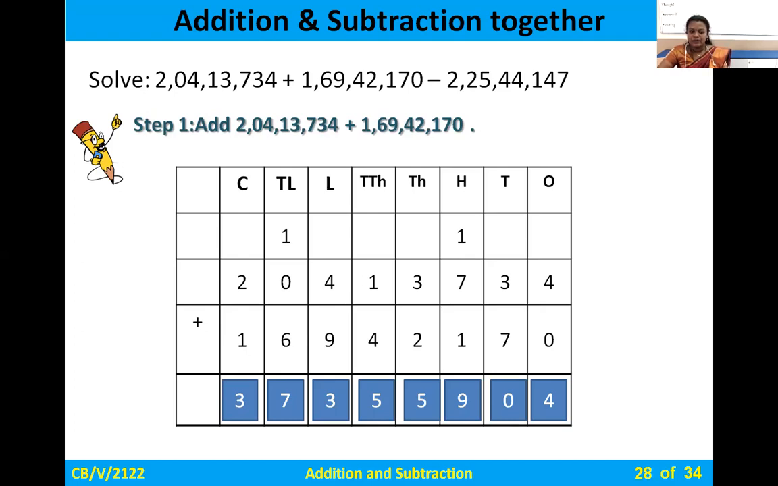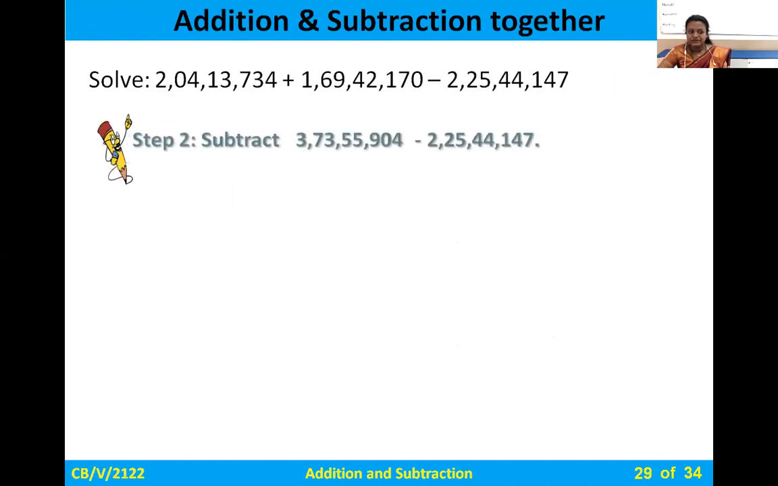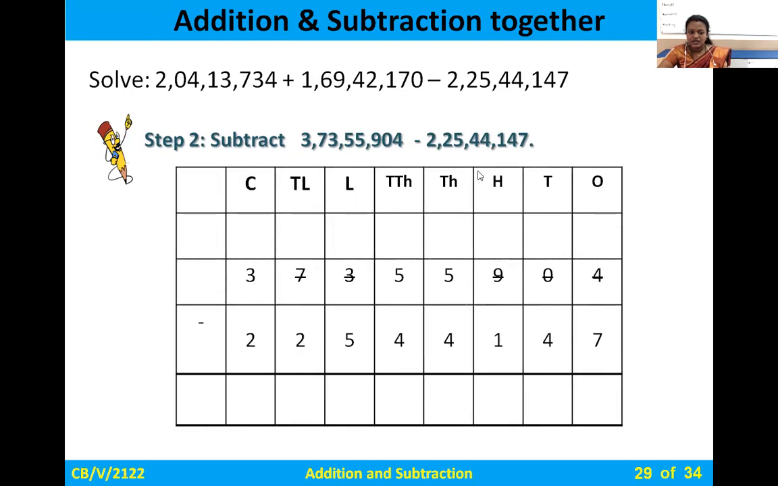55,904. Now there is a partial answer found, and the difference remains to be found. Once we get the sum, we will find the difference. So henceforth, we will continue with the same sum that we have received, and we'll take the other number that needs to be subtracted. Again, arranging in order, we'll start with the ones place: 4 minus 7 is not possible, so we borrow.